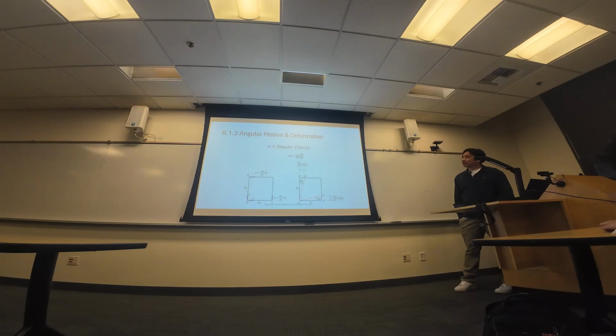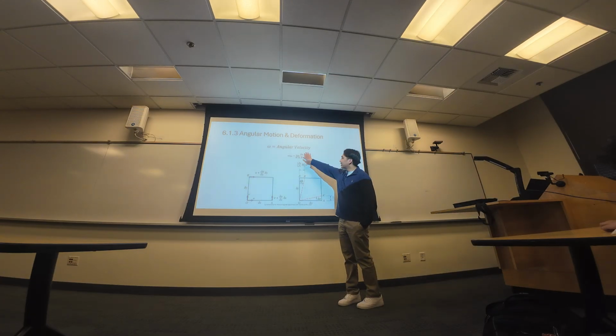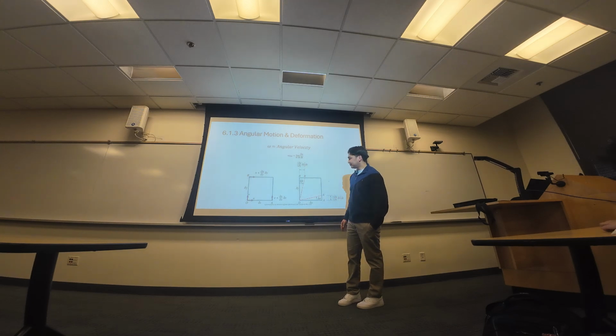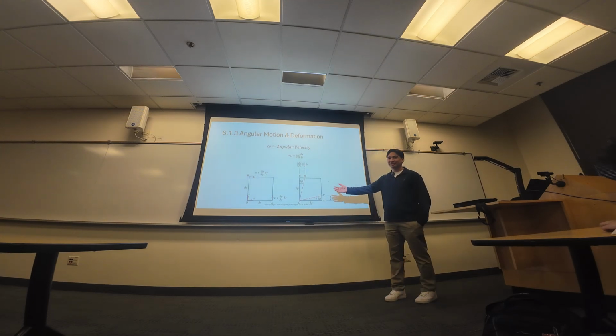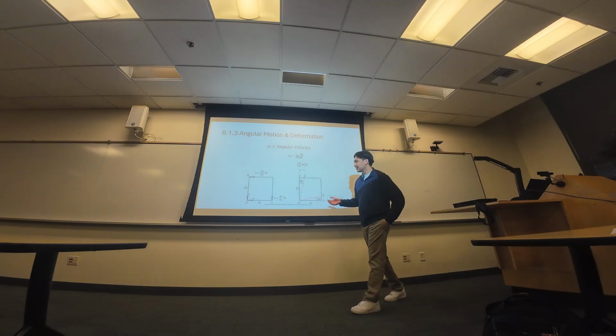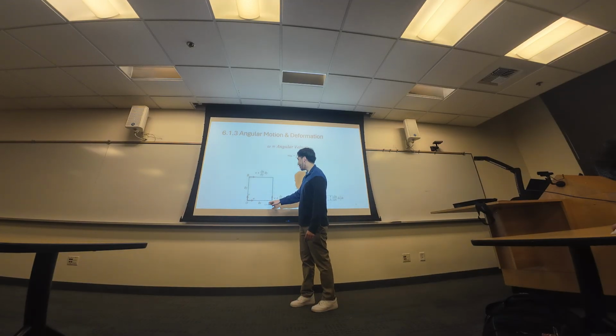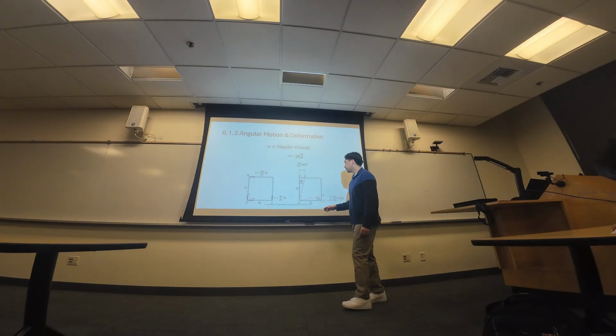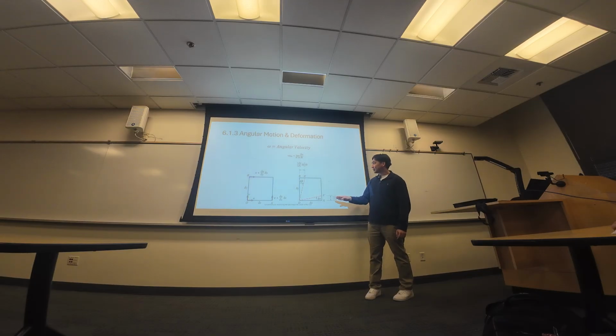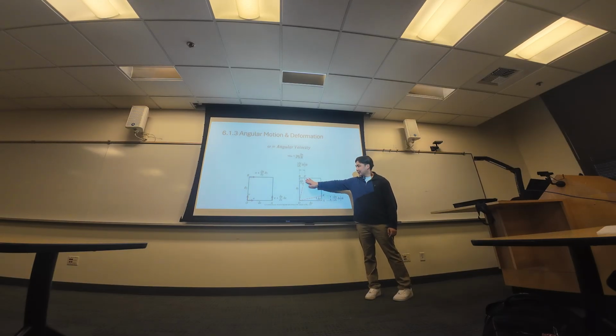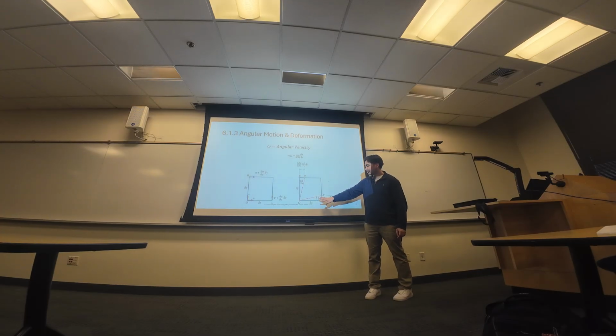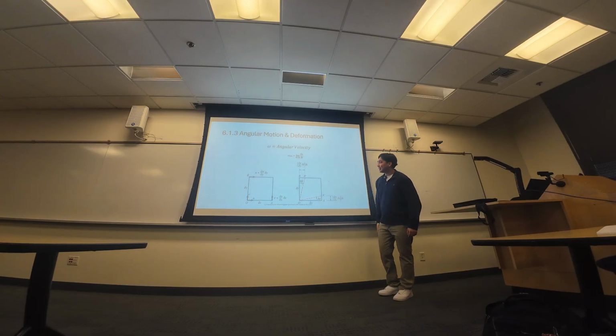Angular motion and deformation. So we signify omega as angular velocity. So this is a derivation, right? This is going to lead to an equation later that you're going to need. This is kind of just background information if you want to see how to get there. So there's points O, A, and B. And we essentially translate this by delta beta, which is this angle, and delta alpha, which is this angle.